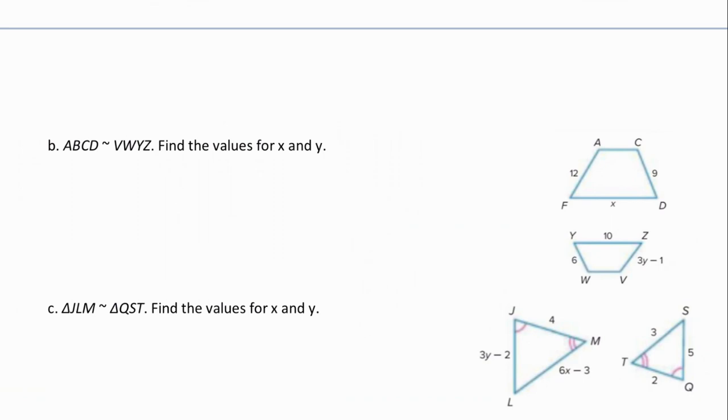So I'm going to look in the smaller figure, and I see that I have this length YW. Okay, so I want to figure out that scale factor. So I'm figuring out, okay, well, what does YW correspond with? It's corresponding with BC.